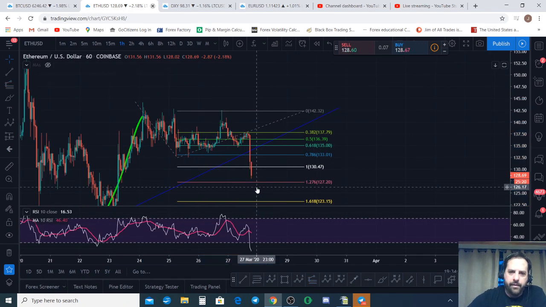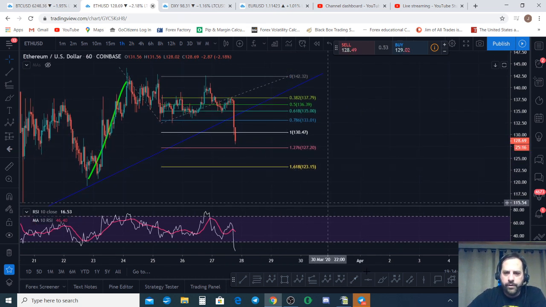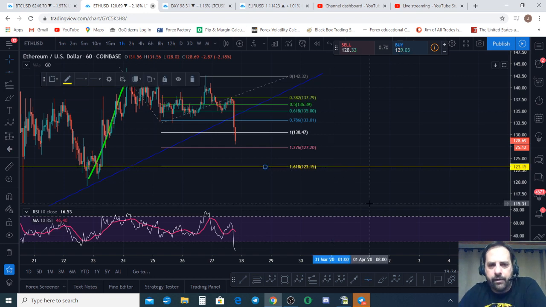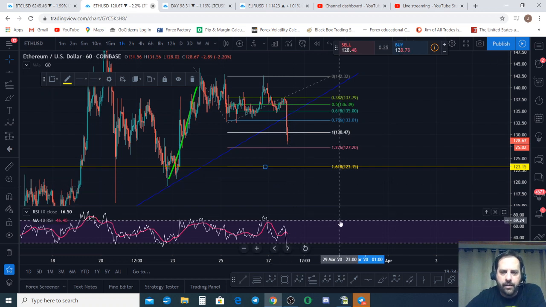Sitting right at the 127 extension right here. If we get legs down here to 123, guys, this is our line of death for Ethereum. At 123, we're going to get impulsive. Again, it needs to be more than just a wick. It needs to be a substantial close beyond it and a continuation.